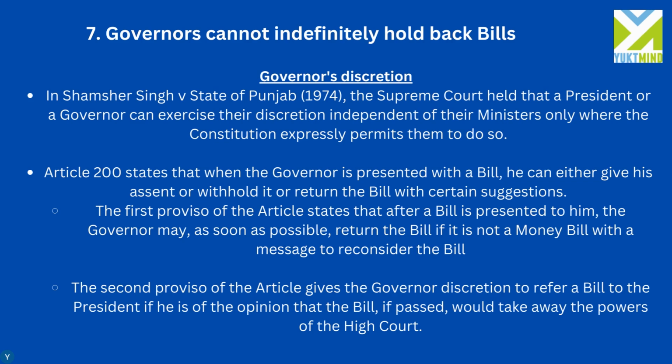Article 200 states that when the governor is presented with a bill, he can either give his assent or withhold it or return the bill with certain suggestions. The first proviso of the article states that after a bill is presented to him, the governor may as soon as possible, please note the word, return the bill if it is not a money bill with a message to reconsider the bill. The second proviso of the article gives the governor discretion to refer a bill to the president if he is of the opinion that the bill, if passed, would take away the powers of the High Court.